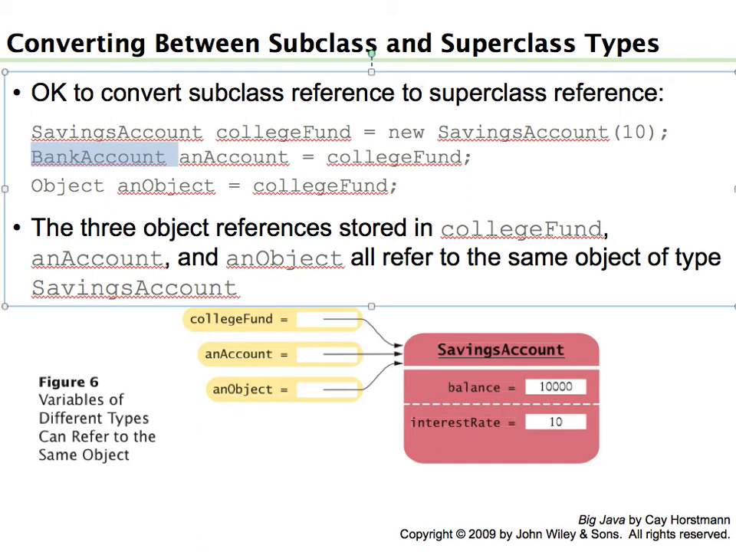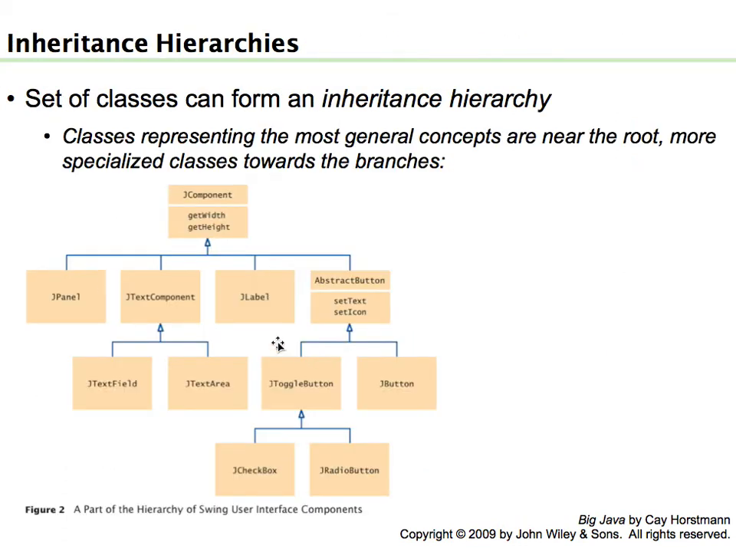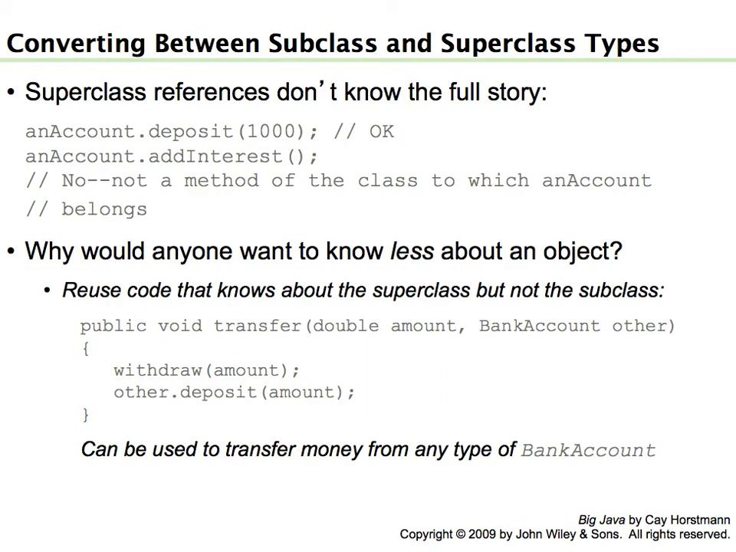So if you look at the hierarchy that we had earlier, you can have a JLabel object and assign it to a JComponent reference. But you cannot have a JComponent object and assign it to a JLabel. So you can go from the bottom up, but you can't go top down. If you have an object of a type that is lower in the hierarchy, you can assign it to an object that is higher in the hierarchy. But you can't go down. That's basically what this part means. Okay.